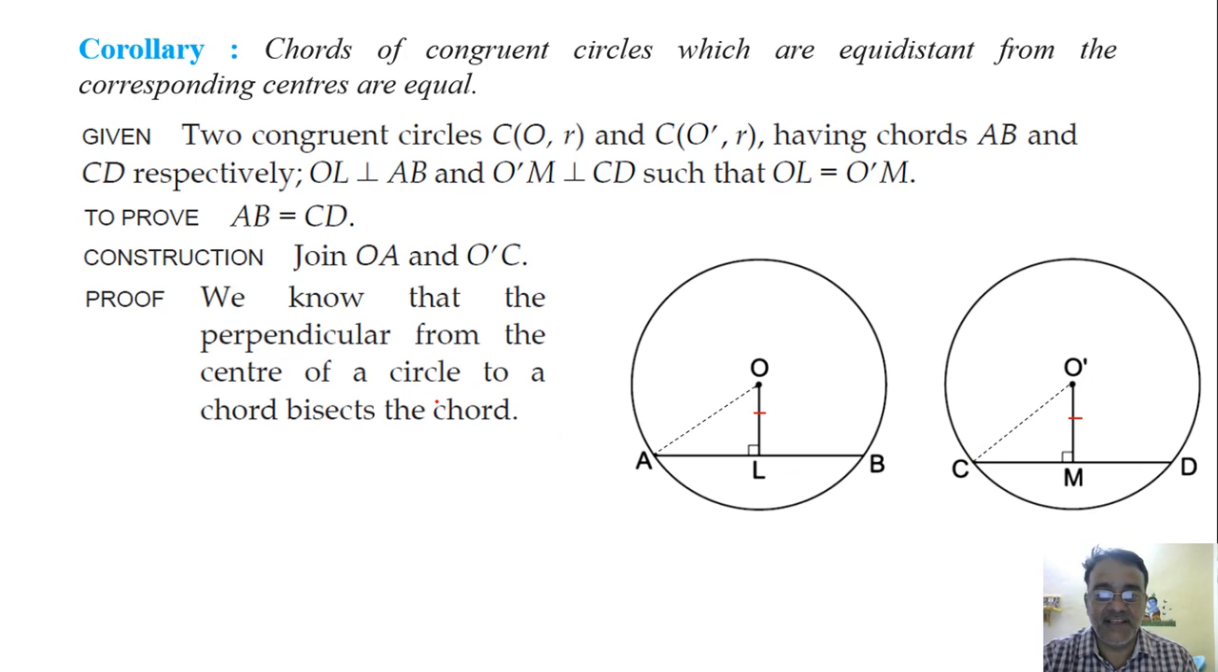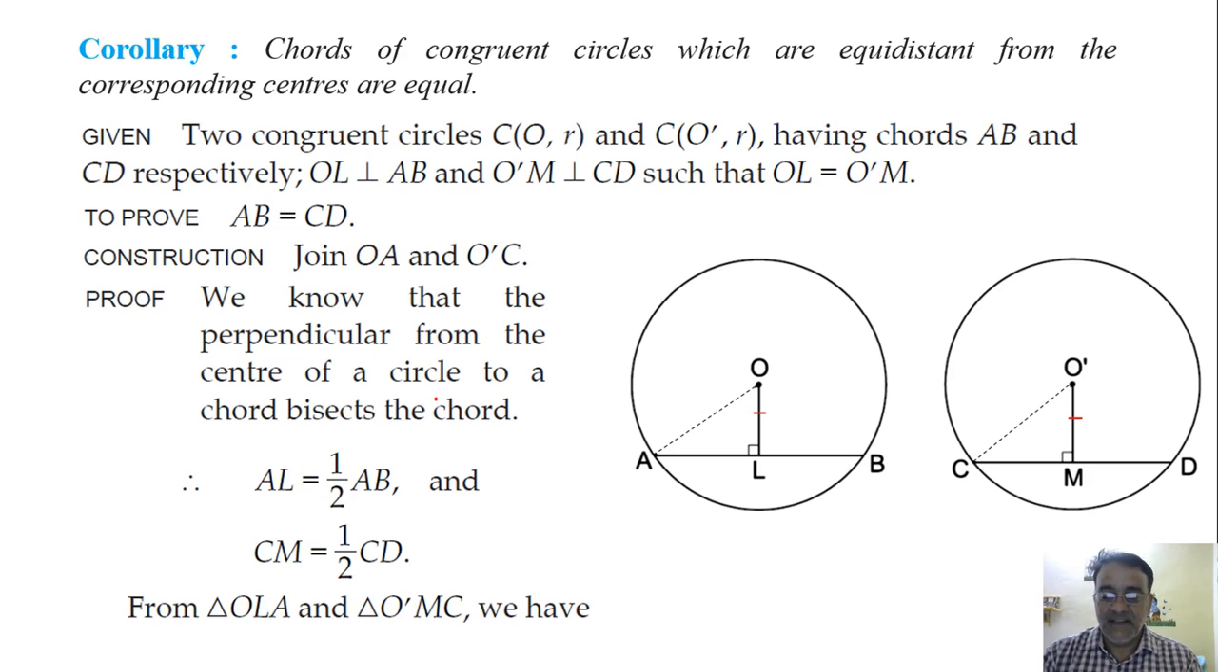Right, now we'll write the same step: perpendicular drawn from the center to chord bisects the chord. So AL is equal to half of AB, CM is equal to half of CD. Now we'll prove these two triangles are congruent.